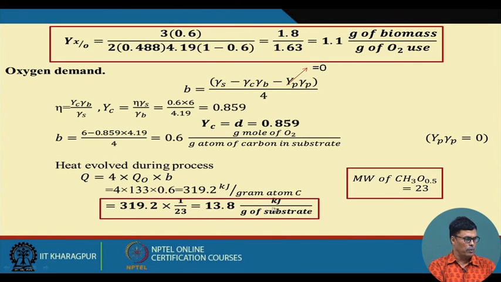Now if you want to find it per gram of substrate, you have to divide by the molecular weight of the gram atom of substrate, which is 23. It comes to about 13.8 kJ per gram of substrate. So the gram atom weight of the substrate is 23, and we can calculate it like this.